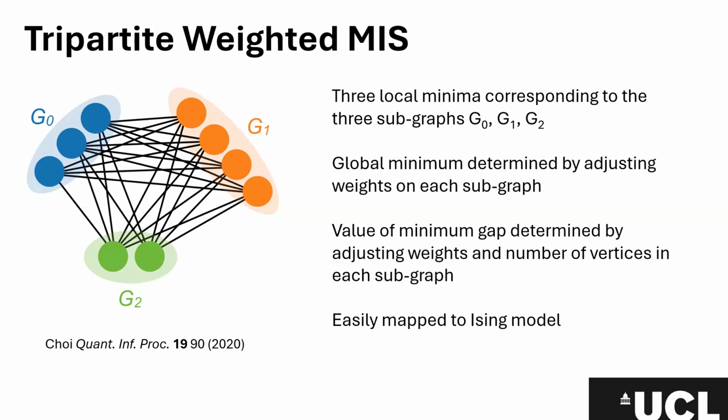Okay, so we've set this up in this tripartite case because we have 3 local minima corresponding to the 3 graphs G0, G1, and G2. And we set it up in such a way that we can vary which one is the global minimum by adjusting the weights on each of the subgraphs. And furthermore, we can adjust the value of the minimum gap. So it's a sort of tunable hardness problem where we can adjust the value of the minimum gap by adjusting the weights and the number of the vertices in each subgraph. And that should be pretty clear just from this picture. You can fairly straightforwardly map this onto the Ising model. And I should point out that many of the ideas, again, come from Vicky Choi's paper 4 years ago.